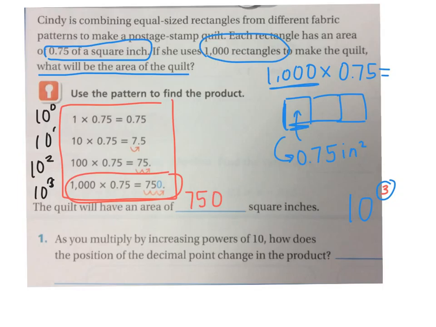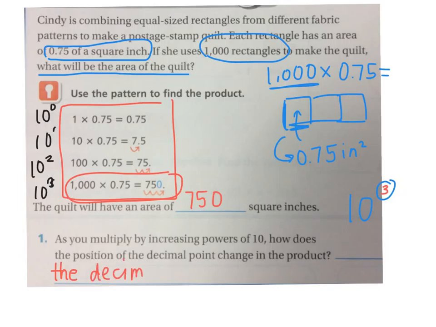Now let's talk about this pattern that we've been discussing. As you multiply by increasing powers of 10, how does the position of the decimal point change in the product? Every time I increase by a power of 10, what happens to the decimal point? So I think every time the exponent goes up one, as I increase by a power of 10, the decimal moves the same number of times as the exponent shows.